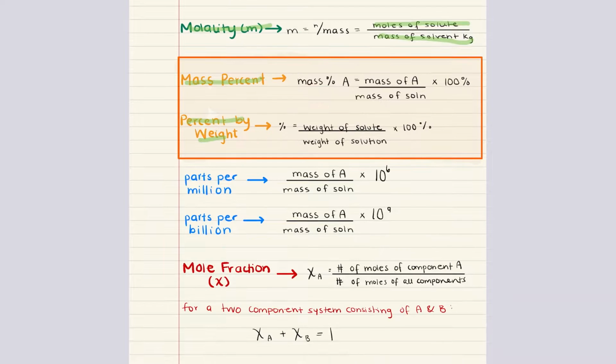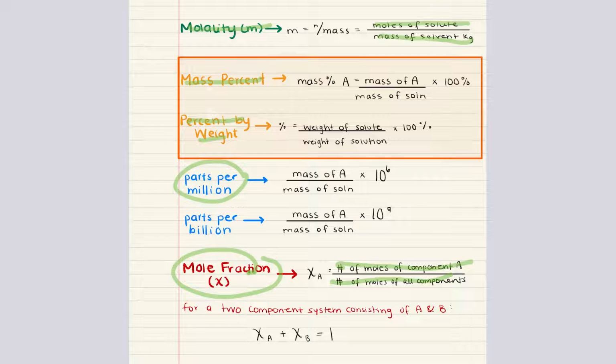Then we have mole fraction. Mole fraction is the ratio of the number of moles of a component to the total number of moles of all components in the solution. It is a dimensionless quantity. Mole fraction is used in calculations involving partial pressures and also colligative properties, and it's especially useful in gas mixtures and ideal solutions. Then we have parts per million.